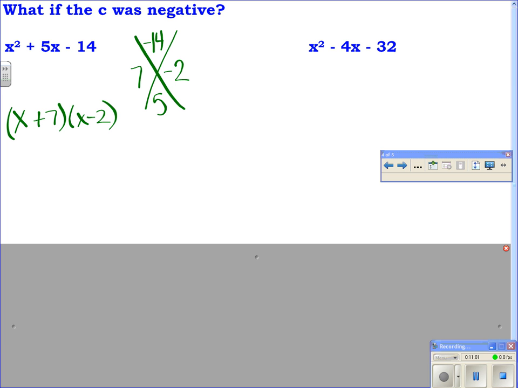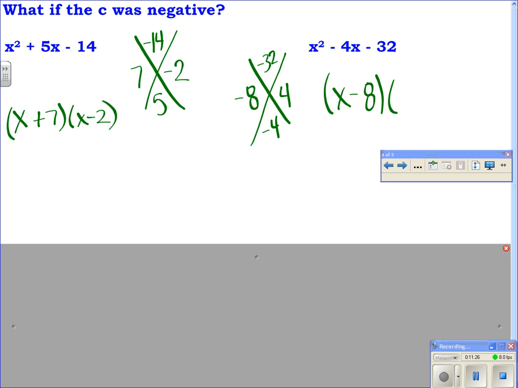So when we have a negative C value, what does that do to the signs in our answer? One's positive, one's negative. Yep. So looking at this one, what would our answer be? X minus 8, x plus 4.